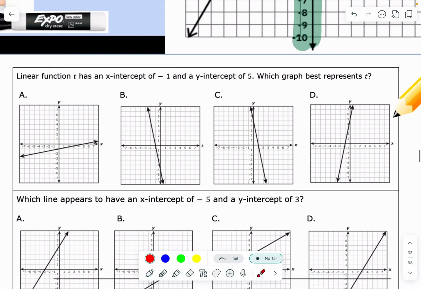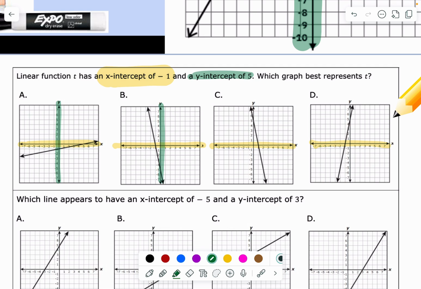So it says, linear function t has an x-intercept of -1 and a y-intercept of 5. Which graph best represents t? So I have x-intercept of -1, so I'm going to highlight that. And I'm going to highlight the x-axis with my marker, okay? Now the next part says y-intercept of 5.